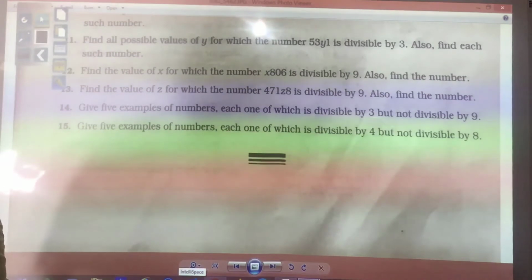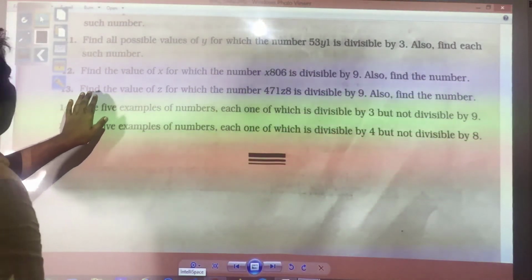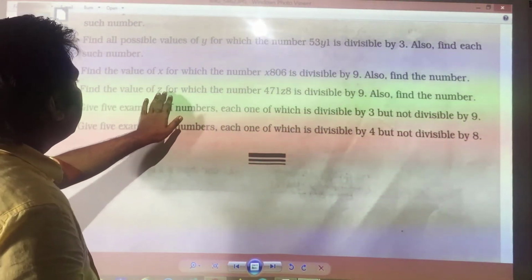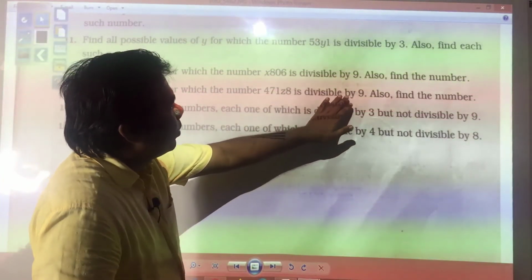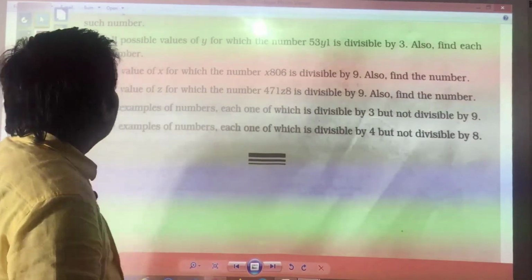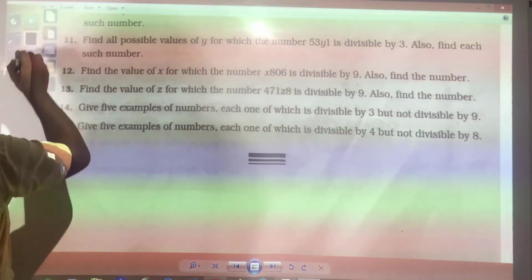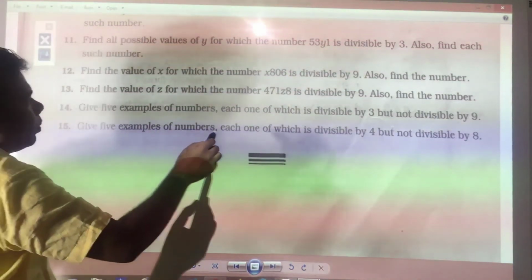Next we will see, find the value of z for which the number 471z8 is divisible by 9, also find the number. The same thing is required to be done.